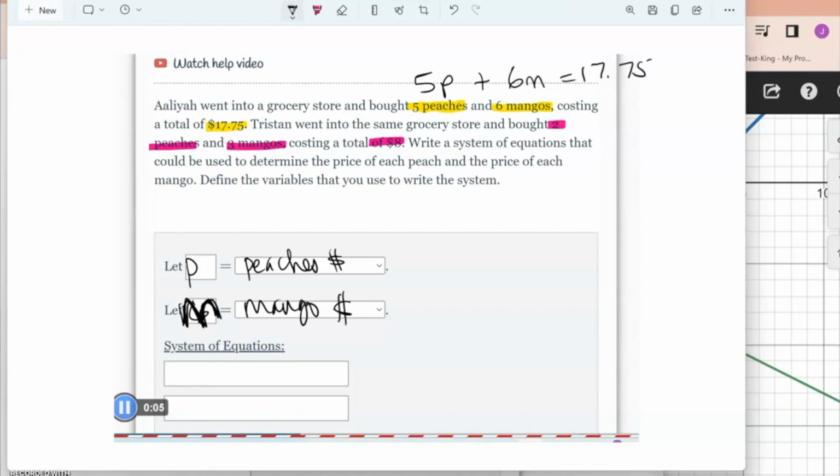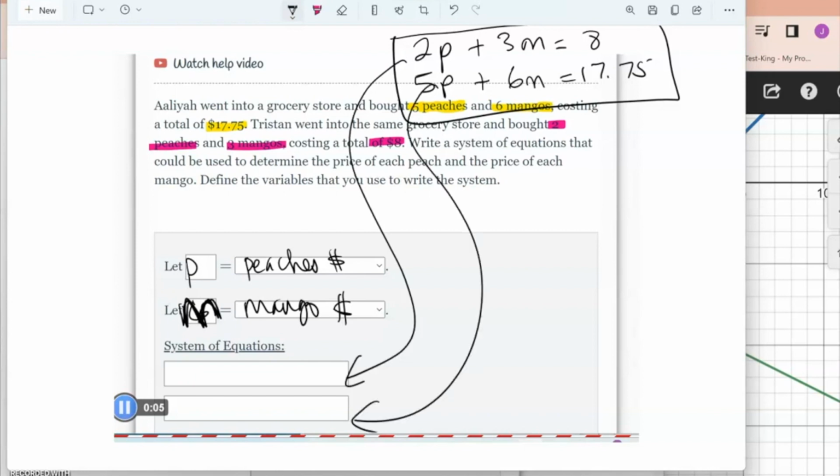Then you set up the next one, 2 peaches. So that's going to be 2P plus 3 mangoes, 3M, equals $8. All right, so you can see 6 numbers is by far the easiest. You just read the sentence and write it down. And of course, if you were told to solve this, you would put this in the calculator and the intersection would be the solution. And just a note, it is the price, not number, when it's 6 numbers.